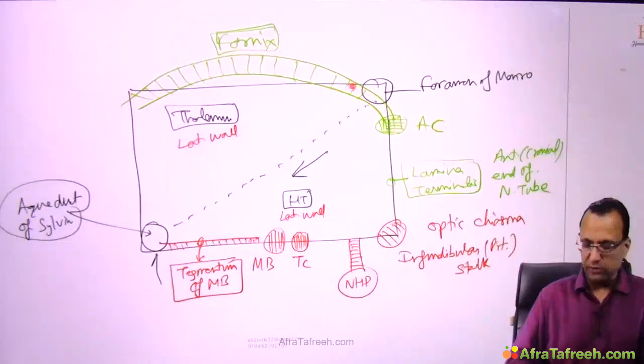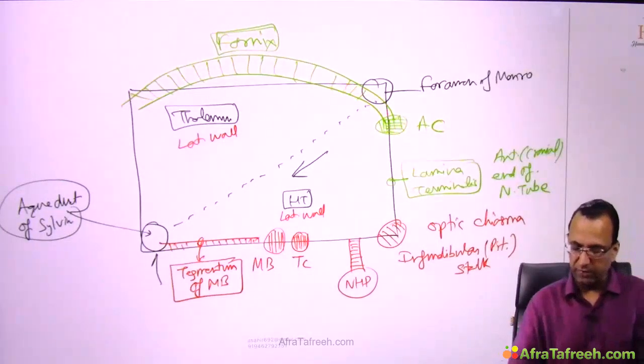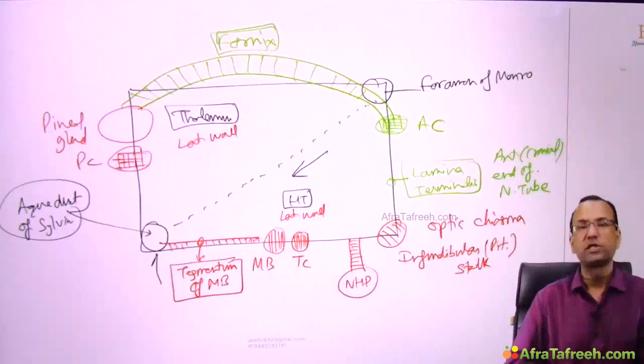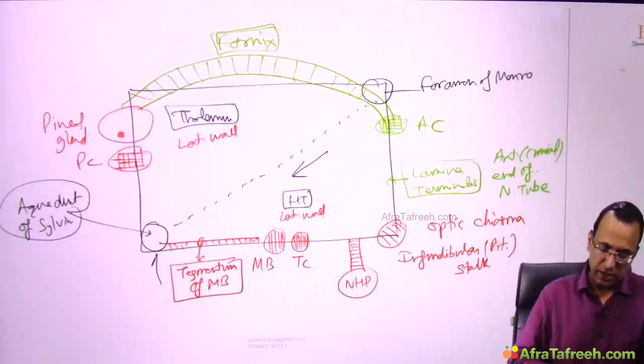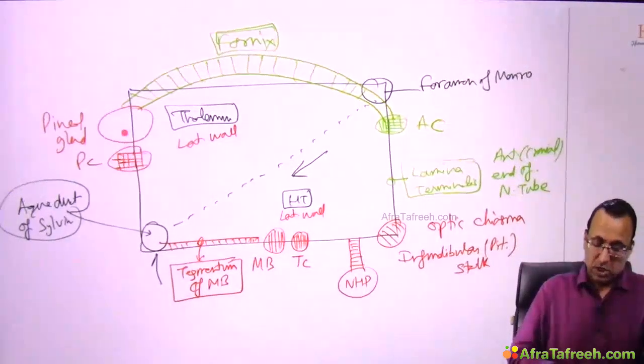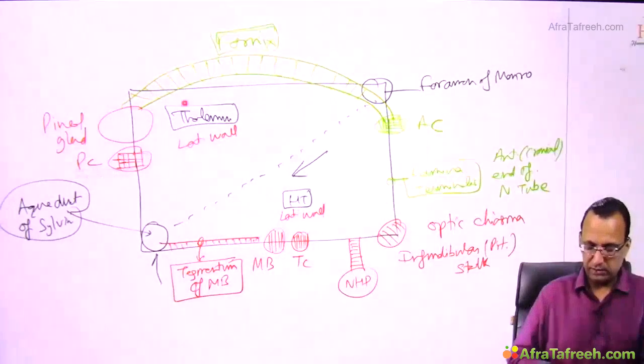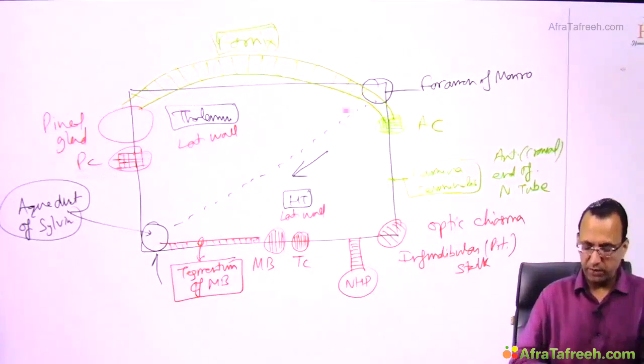Then what is posteriorly? Posteriorly we have the pineal gland, and along with the pineal gland you also have the posterior commissure. So the posterior commissure and pineal gland are the posterior boundary of the third ventricle. These are the boundaries of the third ventricle.